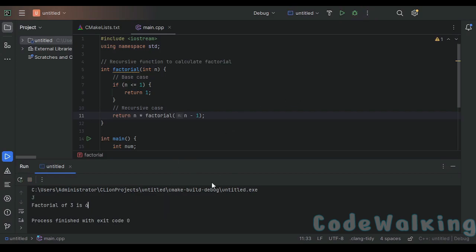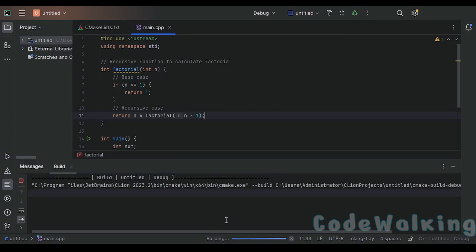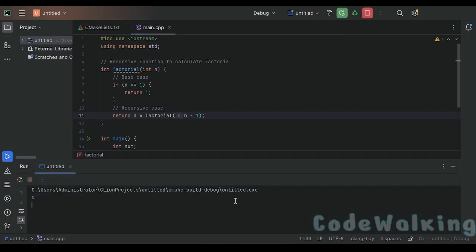Okay, let's do another one just for practice. Let's do 5, and it's 120. So this is recursion functions.